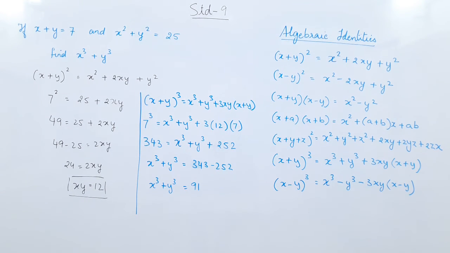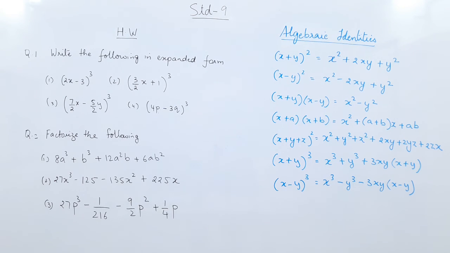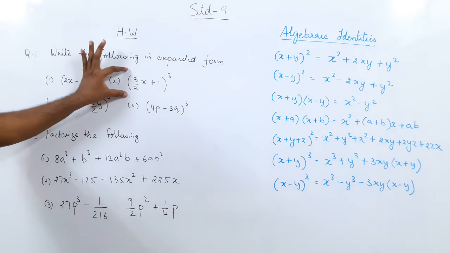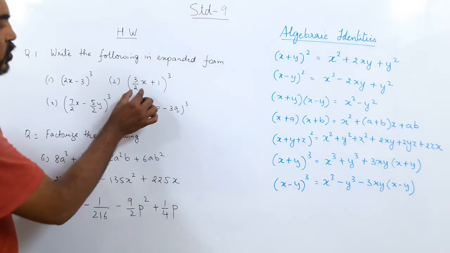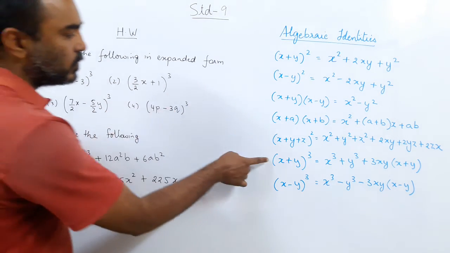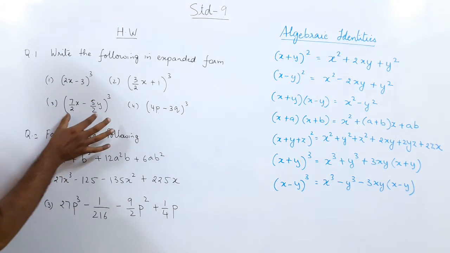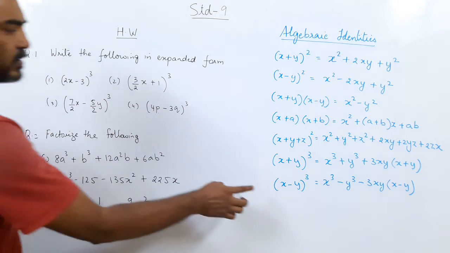Now let us write down a few sums for homework. Okay, so note down the homework for the day. 2 questions. 1, write in expanded form. Question number 2, factorize the following. Okay, now you can see we have got integers, we have got fractions also, but nothing to worry about. This is your first term, this is your second term using this identity. Here I put 2 fractions, but not to worry about the minus sign.